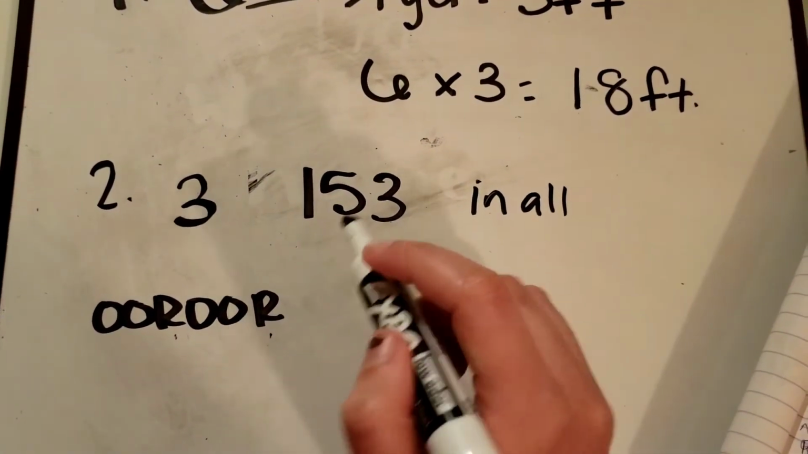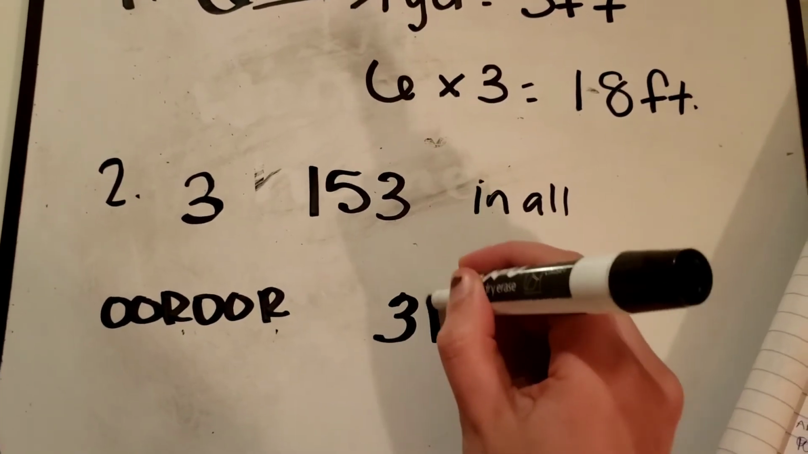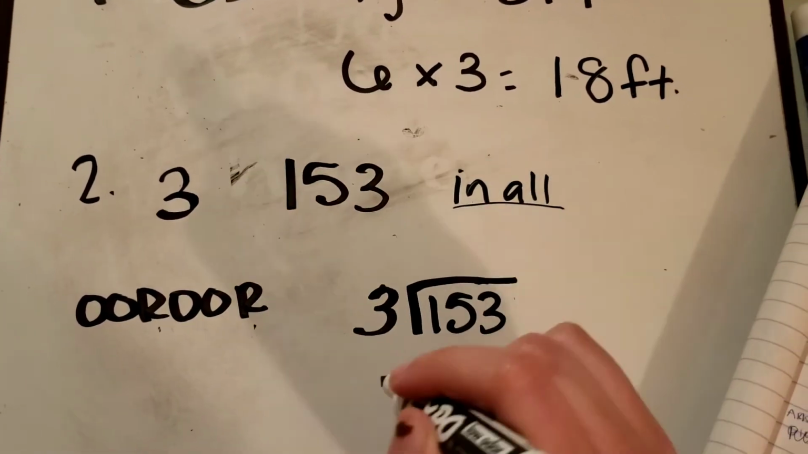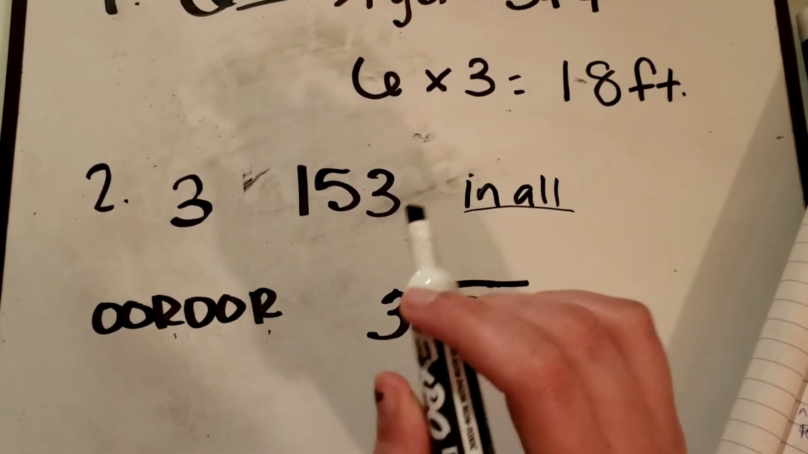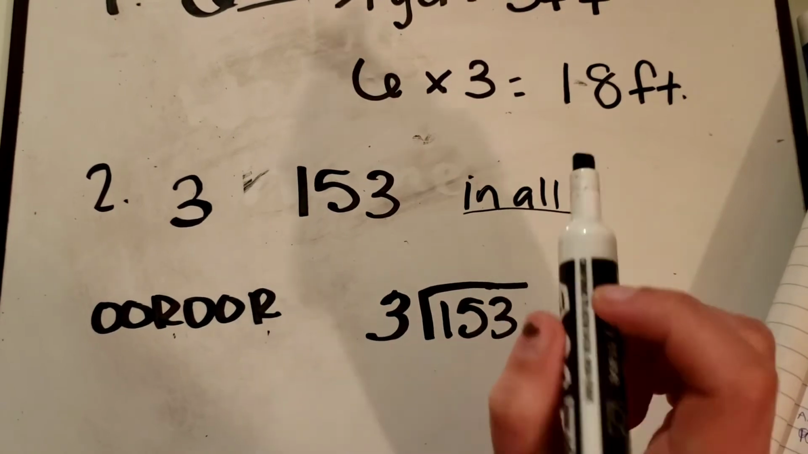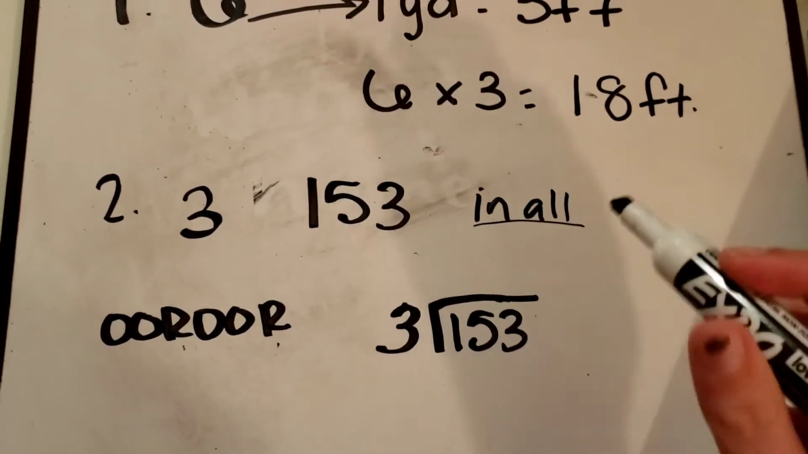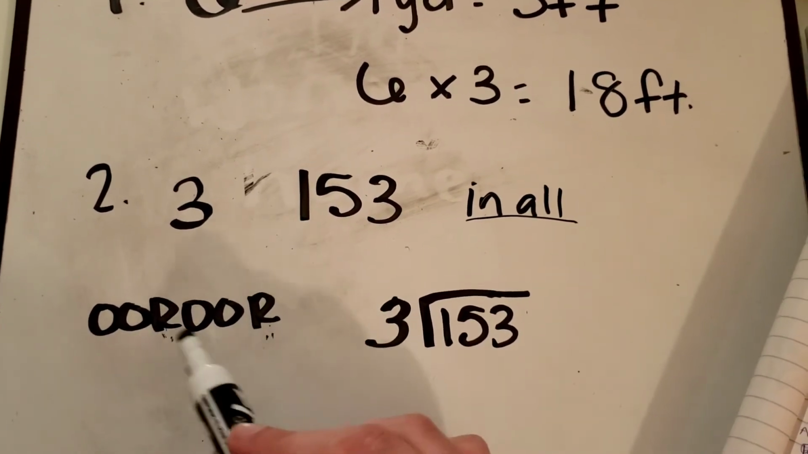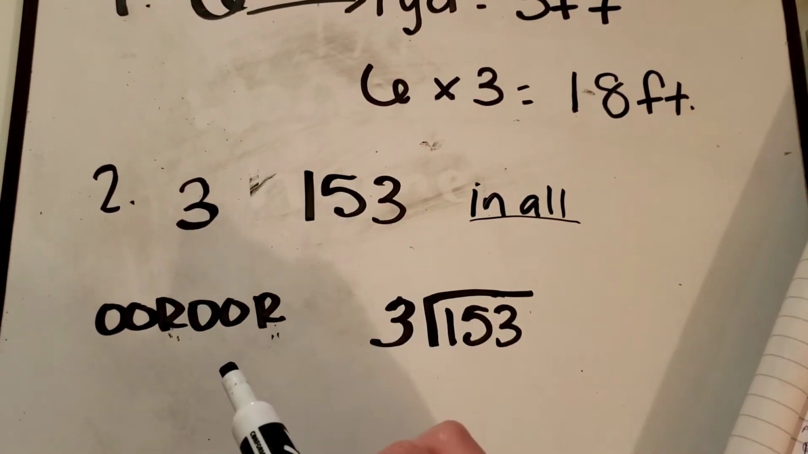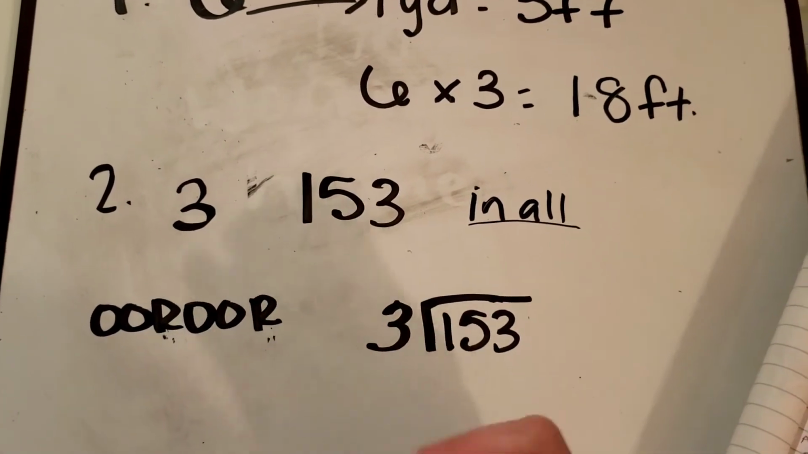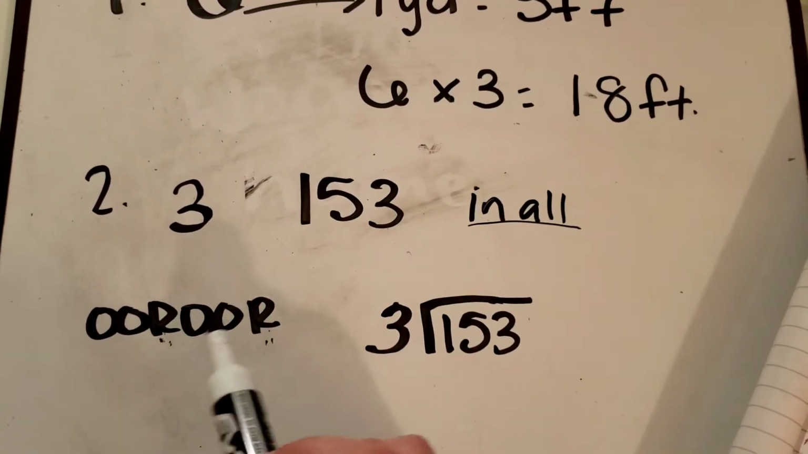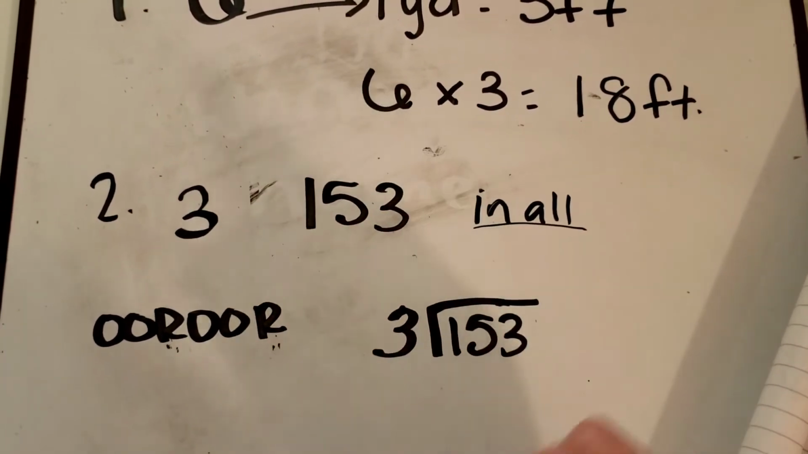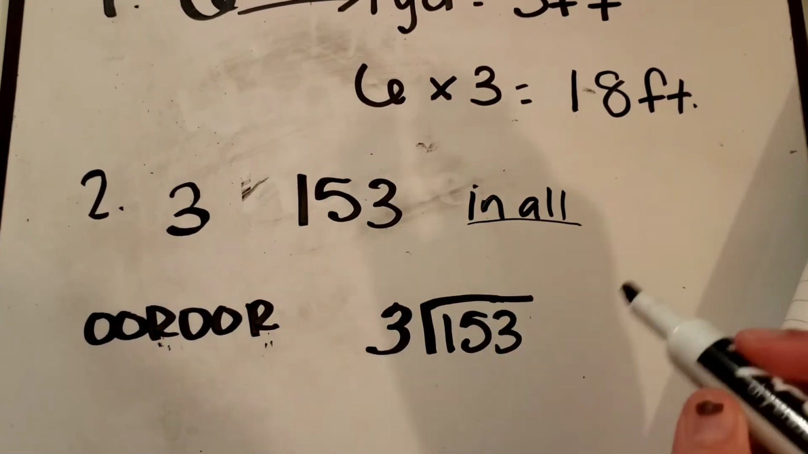So we're going to do 3 on the outside, 153 in the inside, and in all, I believe, is part of the division. I know it's also with addition, but you need to know how many red beads there are. So if we drew all those 153 beads, we divide it up by those red ones. If that helps you to draw a picture and think I'm dividing these red ones into all these beads, that might help you figure out that it's division.